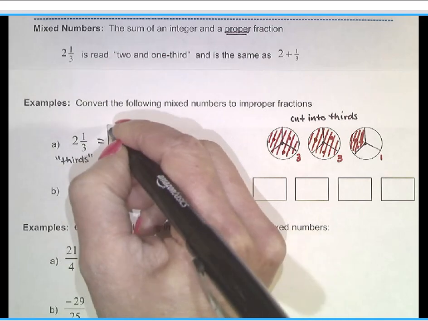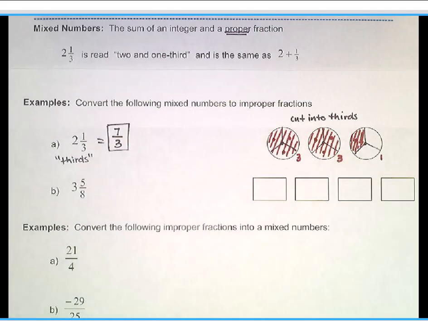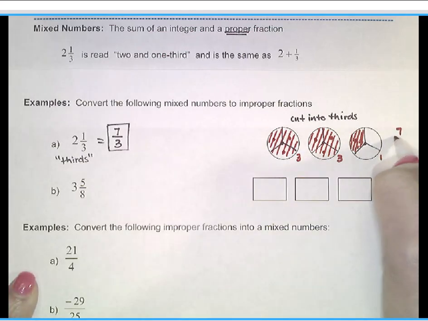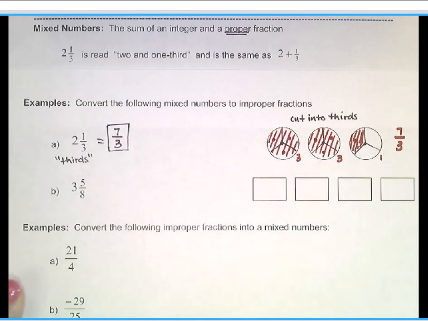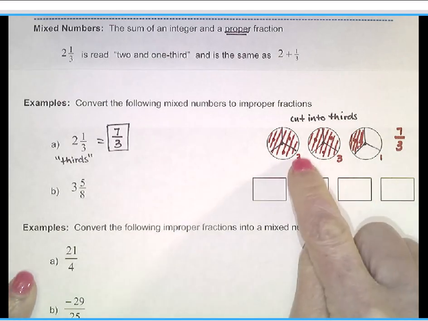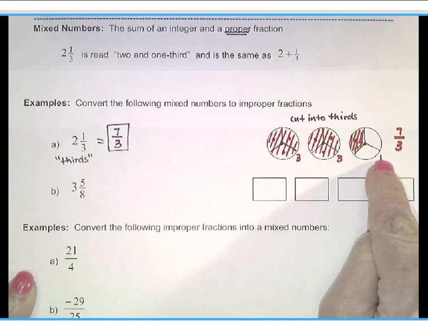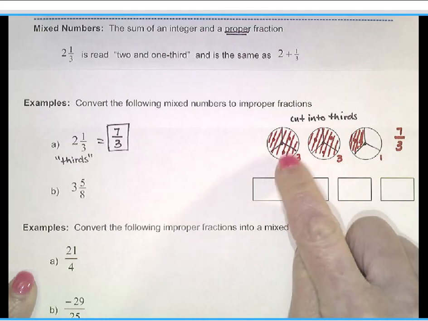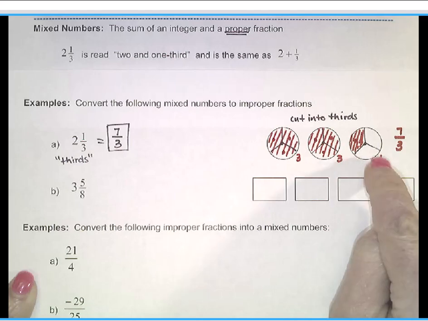So there's got to be a shorter way to do this, right? We don't have to draw a picture every single time. Thirds, it's not hard to cut shapes into thirds, but still, it's kind of annoying to have to do a picture where we get 7 thirds here. So how could we come up with the 7 quicker? We had 2 wholes and then a 1. So we had 3 thirds, 3 thirds, and 1/3.